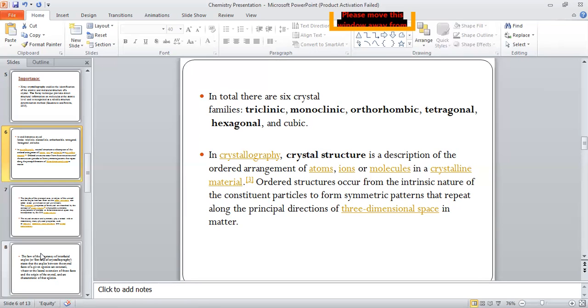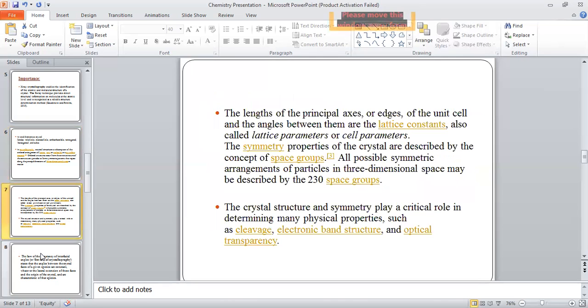Symmetric patterns repeat along the principal directions in three-dimensional space in matter. The length of the principal axis or edges of the unit cell and the angles between them are the lattice constants, also called lattice parameters or cell parameters.